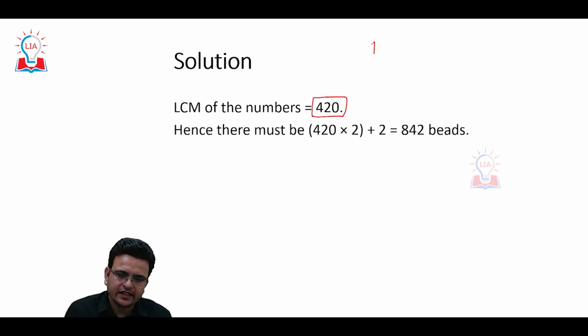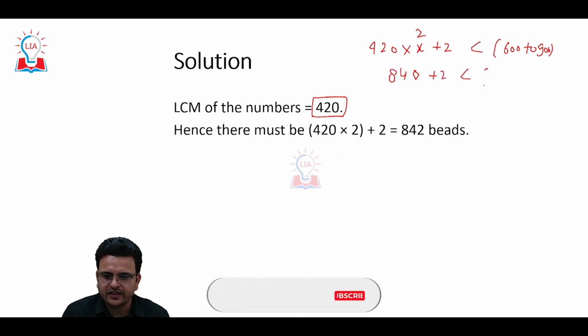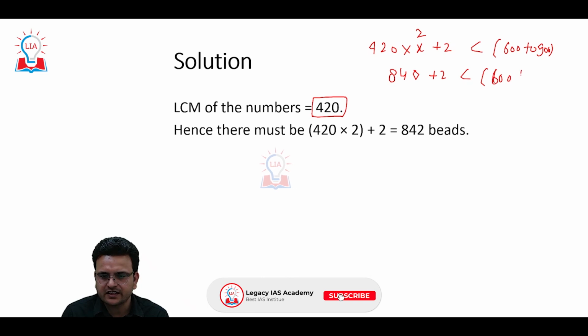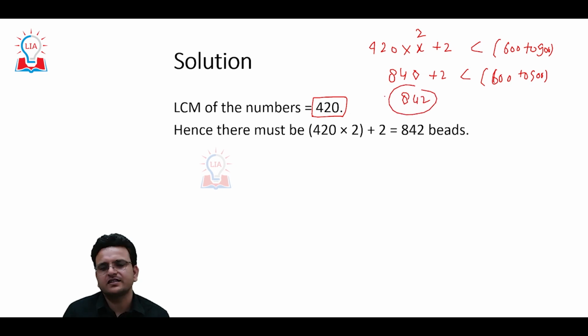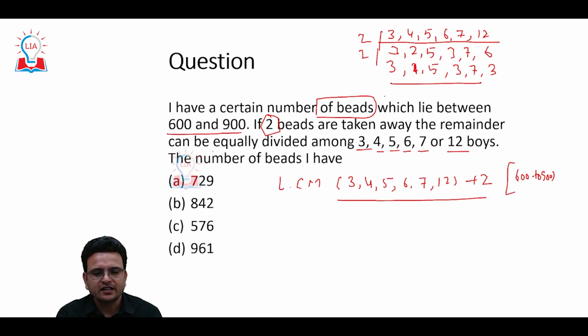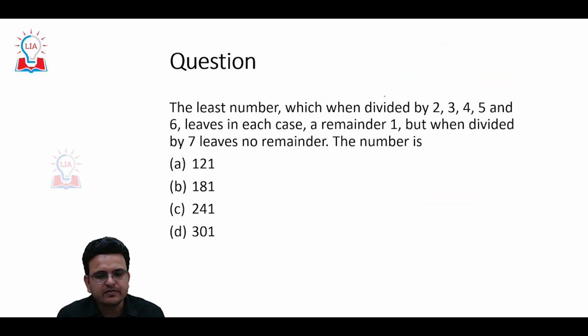So 420 into x plus 2 should be between 600 to 900. We can take the value of x as 2. So 840 plus 2, which is between 600 to 900. So 842 will be the answer. So hope you are able to understand. Now you are able to understand the concept. Whenever they tell us the remainder will be this, we have to add the remainder. Okay, now we will see one more question.